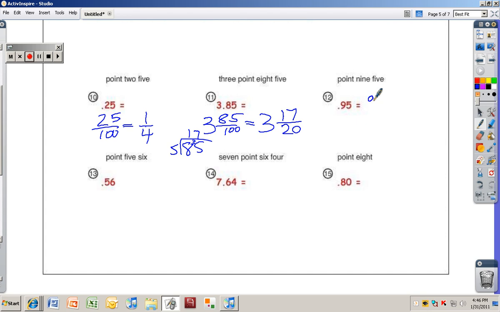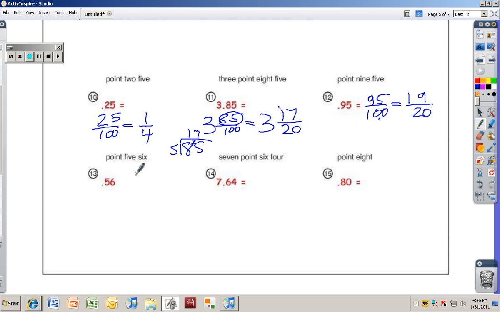Next one is 0.95. How do you write this? 95 over 100. Okay. What can I divide both of those by? 5. So look, 85 divided by 5 is 17. What's 95 divided by 5? 19. 19 over? Divide that by 5? 20. Good.